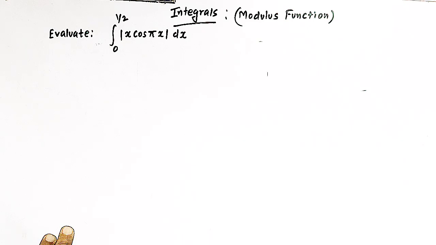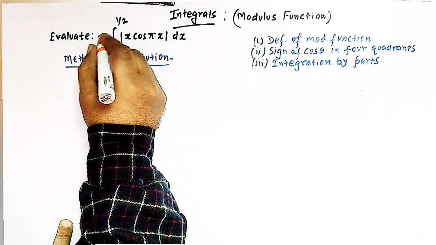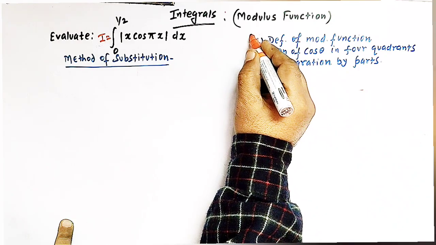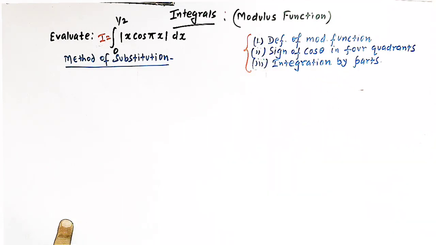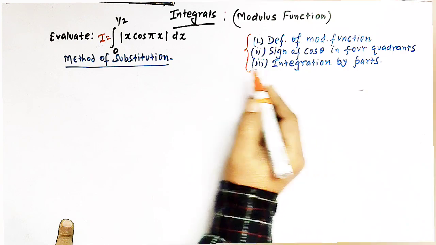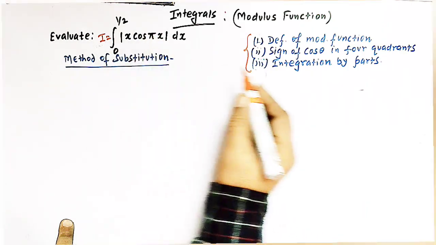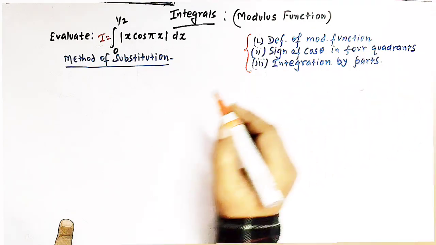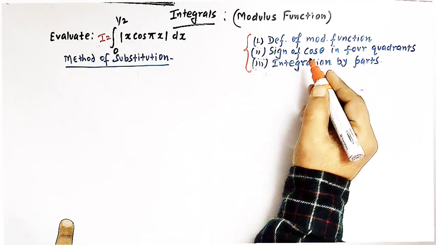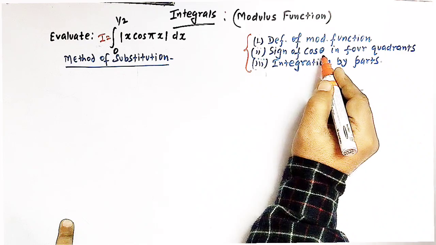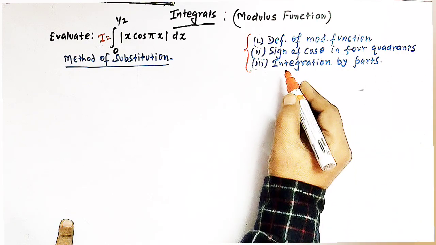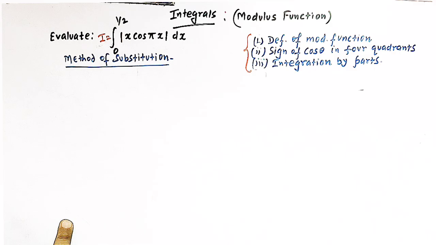So let us first quickly see the three important concepts which are going to be quite useful in evaluating this integral. So let us first call this integral as I, right? And here we have the three important concepts which are going to be useful in the evaluation of this definite integral. So the first one is the definition of mod function. The second one is the sign convention for cos theta in four quadrants. And then the third one is integration by parts, right?